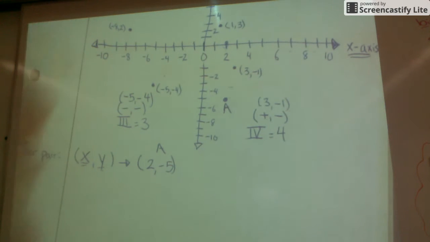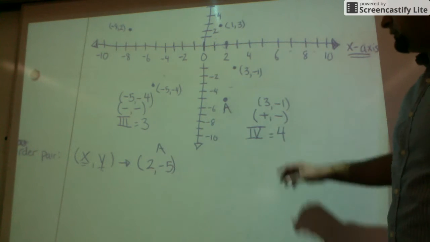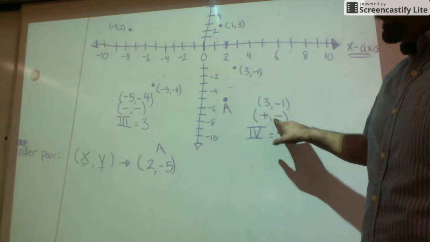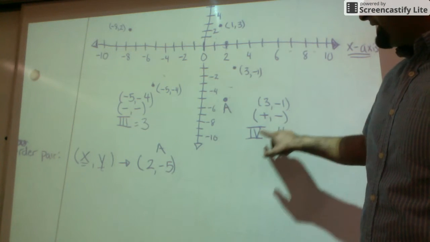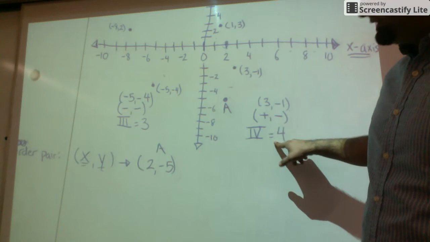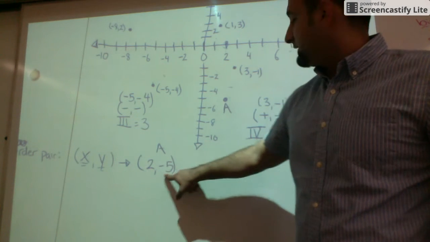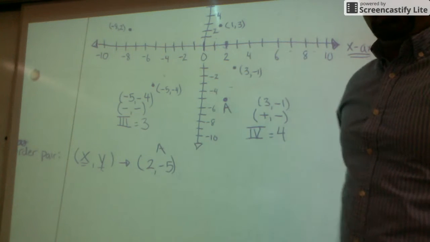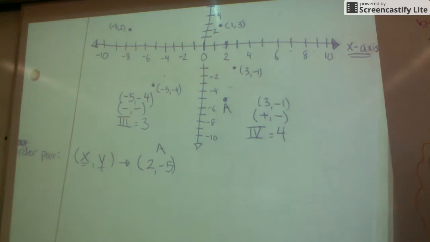Okay, so that's us looking at the 4 different quadrants. Then if we double check it where we plotted A, which was 2, -5, look, it matches our rule where anything in quadrant 4 has to be a positive x and a negative y. Okay, so that's our coordinate plane and what we're going to be using now.